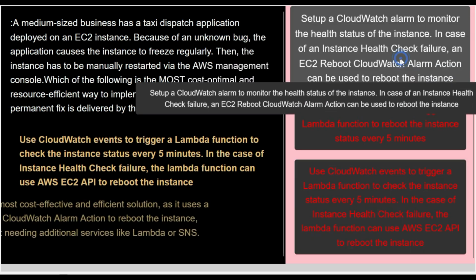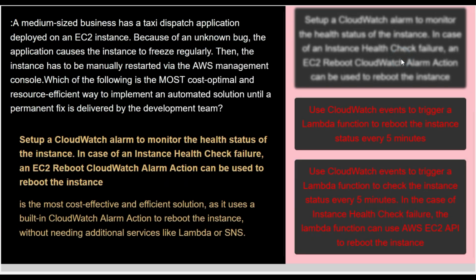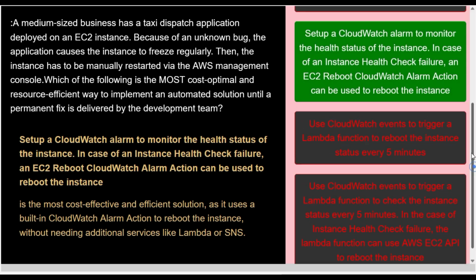Option 2, set up a CloudWatch alarm to monitor the health status of the instance. In case of an instance health check failure, the EC2 reboot CloudWatch alarm action can be used to reboot the instance. Okay, so this option is correct because it's the most cost effective and efficient solution, as it uses a built-in CloudWatch alarm action to reboot the instance without needing additional services like Lambda or SNS. This is why option 2 is the correct answer of all these four.